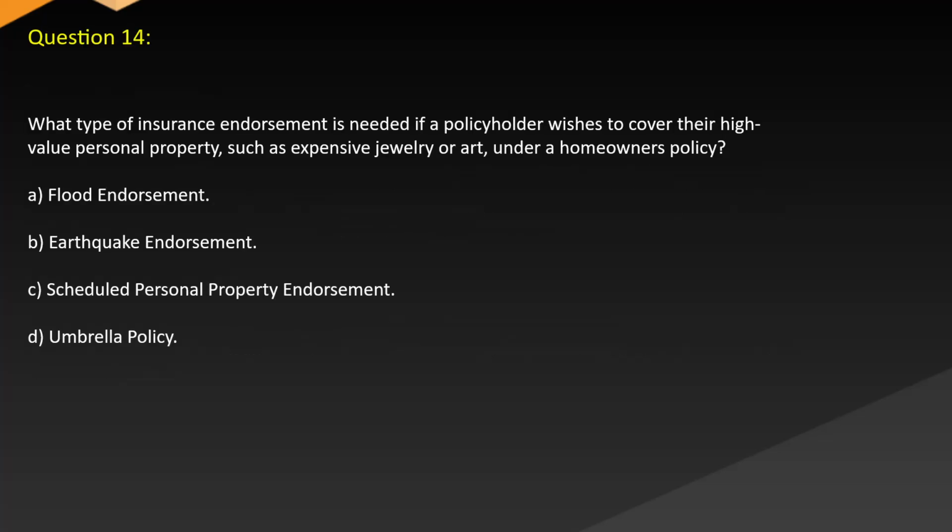Question 14. What type of insurance endorsement is needed if a policyholder wishes to cover their high-value personal property, such as expensive jewelry or art, under a homeowner's policy? A. Flood endorsement. B. Earthquake endorsement. C. Scheduled personal property endorsement. D. Umbrella policy.